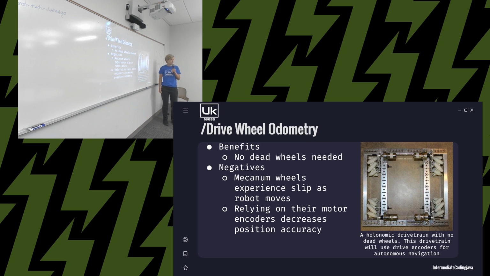So the first type of odometry you could use is just drive wheel odometry. This means your robot drivetrain has no dead wheels, and you're just relying on the encoders of the robot's drive wheels to track its position. The advantage of this is that no dead wheels are needed, but the disadvantage is that it's the least accurate system to determine robot position, because mecanum wheels experience slip as the robot moves, so it won't be able to determine exactly where the robot is as the movement goes on, as it'll begin to slip. Here is a drivetrain that uses the motor encoder values for localization.